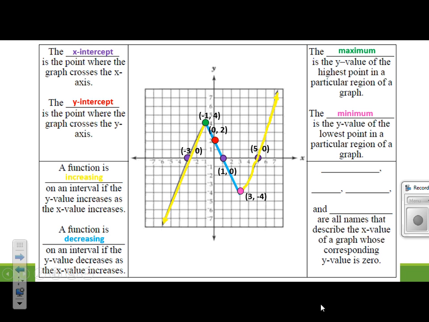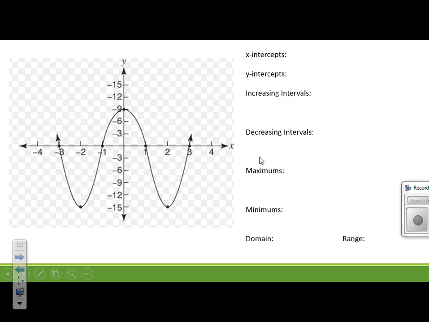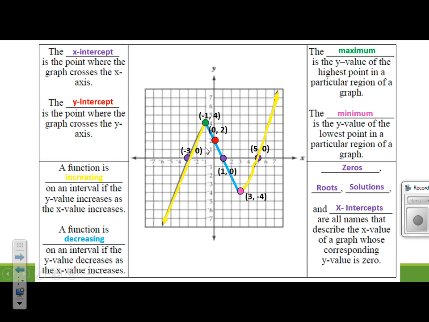Okay? Then I'm going to open the zeros, roots, solutions, and x-intercepts because you should know that zeros, roots, solutions, and x-intercepts are all names that describe the x value at which the graph crosses the x-axis. Okay, so that's where the y value is 0. So these purple dots that we talked about for x-intercepts are also called zeros, roots, and solutions. Okay, so there's 4 names that mean the same thing here.